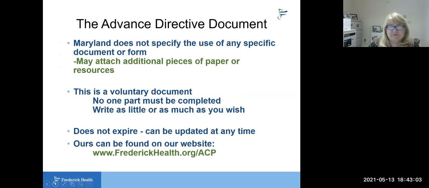So Maryland does not specify the use of any specific document or form. Some people have actually completed a letter. They put it into a letter, and as long as it's witnessed by 2 people, they can utilize that letter. You can attach additional pieces of paper or resources to an advance directive.